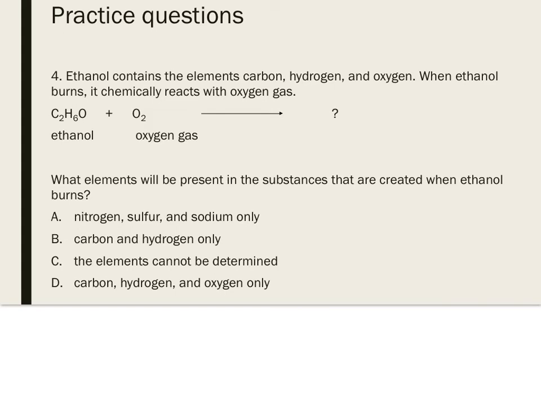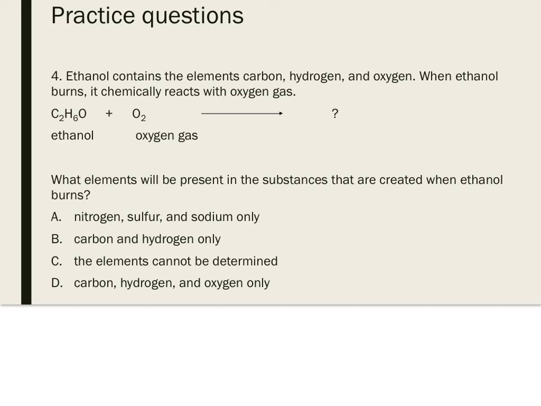Number 4, ethanol contains the elements of carbon, that's the C, hydrogen, the H, and oxygen, the O. So when ethanol burns, it chemically reacts with oxygen gas. Okay, what elements will be present in the substances that are created when ethanol burns?